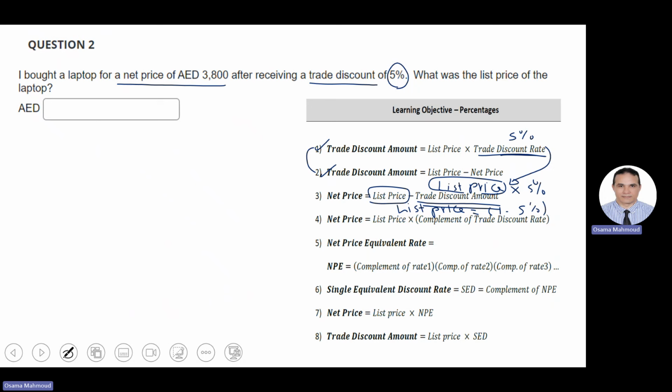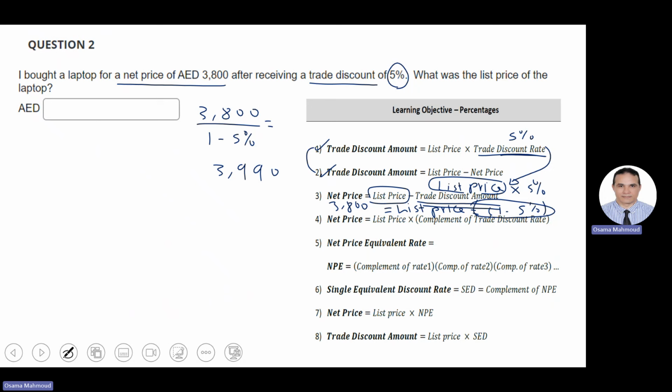To get the list price, I know that the net price is given, which is 3,800. So I have to divide it by this one, right? So the list price will be equal to 3,800 over 1 minus the 5%, okay? This is how to get this one. So how much will it be? Yes, 3,990.